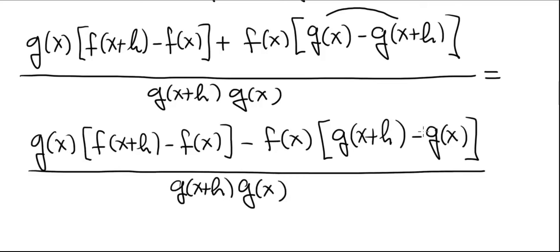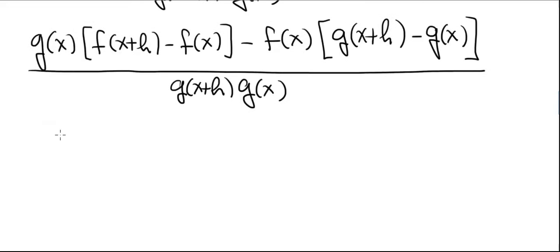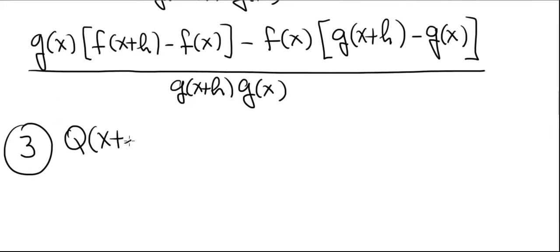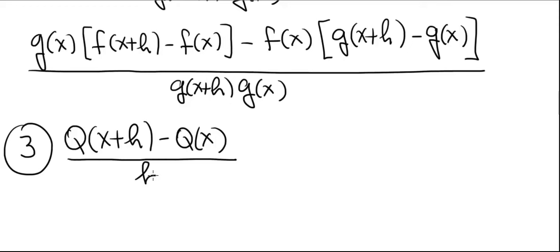Let's go to step number 3. Step number 3 says that we have to take Q(x+h) minus Q(x) and divide that by h.